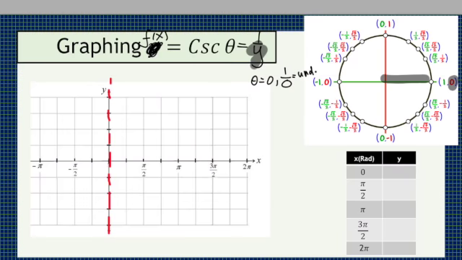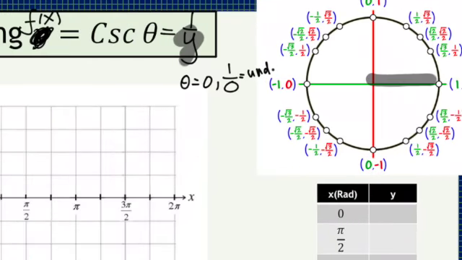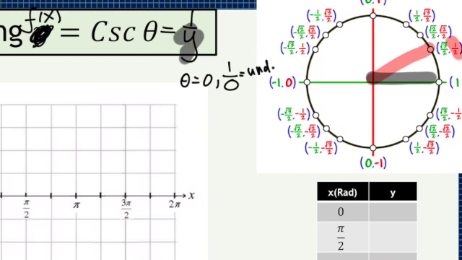Now we're going to go to our next angle, right? It's going to be this guy, my 1/2. So when theta is equal to pi over 6, we get 1 over 1/2. So all we've got to do is flip it. Just flip the 1/2, and we get 2.